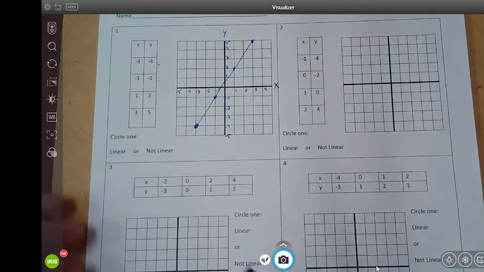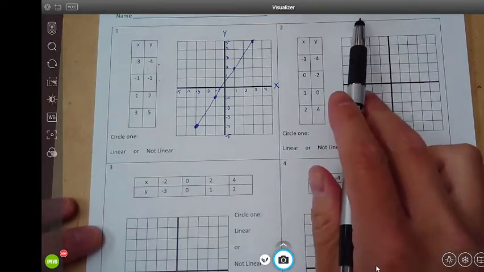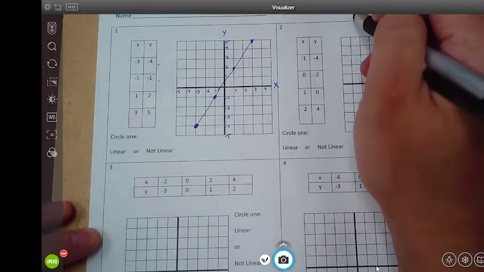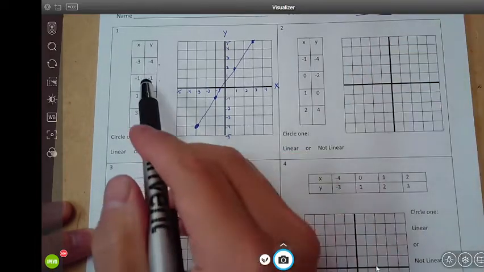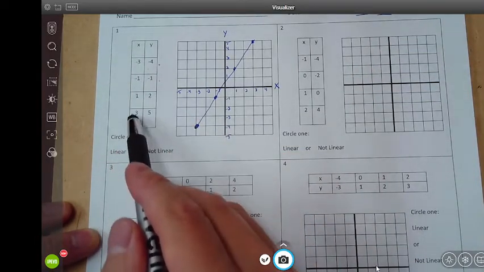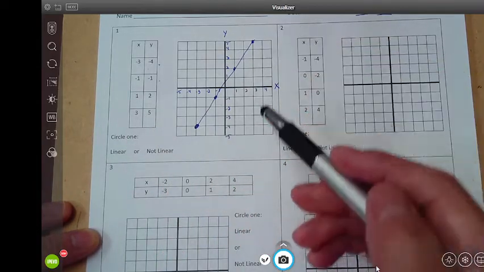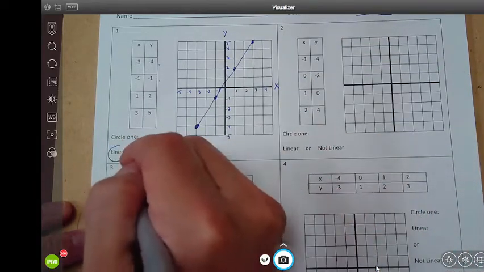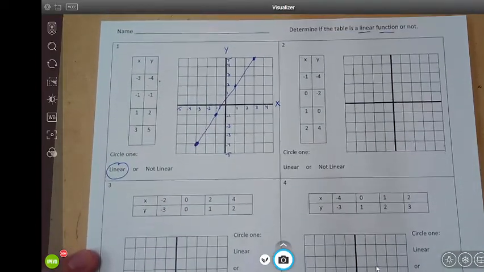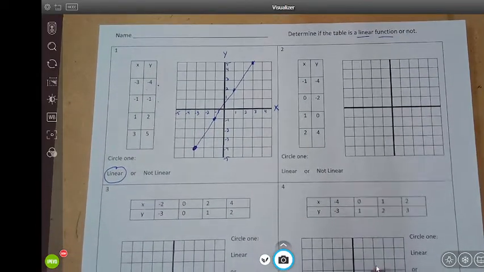So we already knew, so determine the table is a linear function, right? So two keywords, linear and function. We already know it's a function, none of the x's repeat. Is it linear or not? We graphed it and it made a line. So this one is linear. All right, let's do number 2.